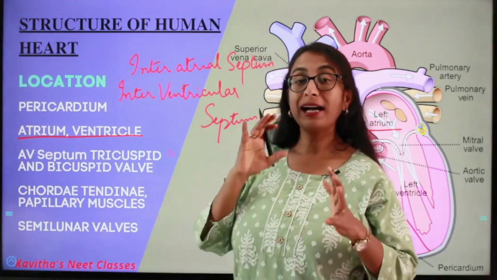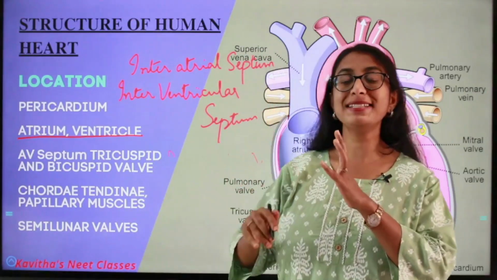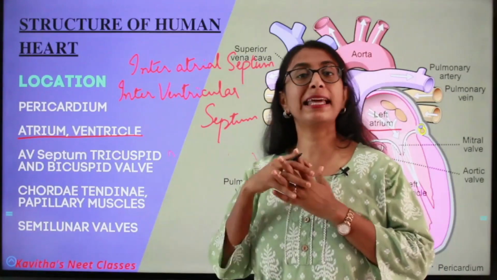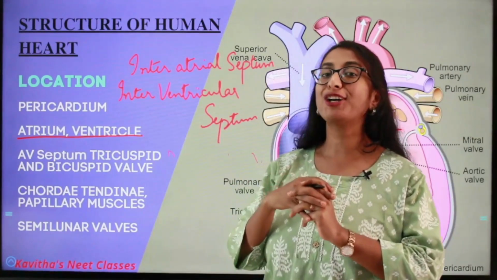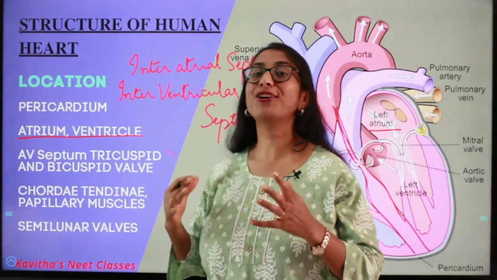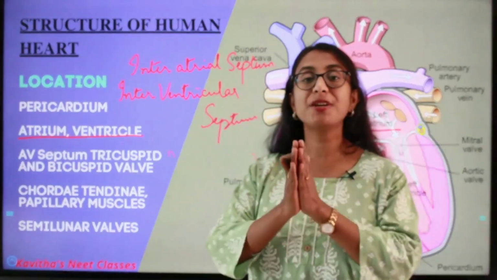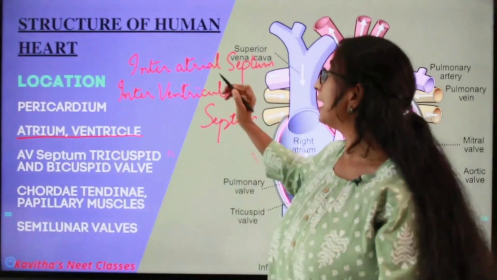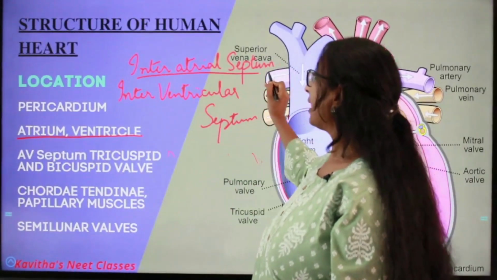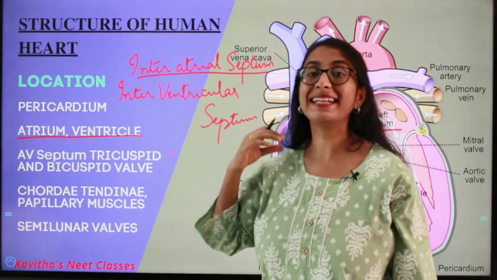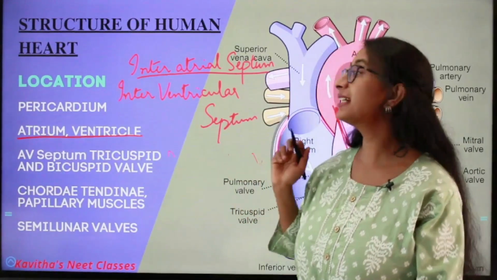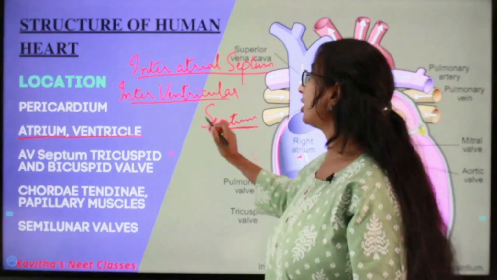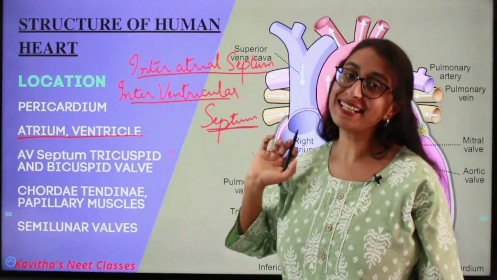So the heart is composed of four chambers, the upper chambers which are comparatively smaller in size than the lower chambers. The upper chambers are called the atrium and the lower chambers are called the ventricle. The two atria, the left atrium and the right atrium, are separated from one another by the interatrial septum, and the two ventricles, the left and the right ventricle, are separated from one another by a thick muscular wall called the interventricular septum.